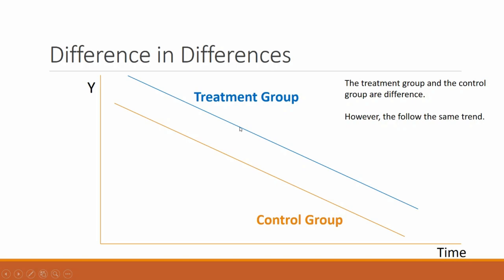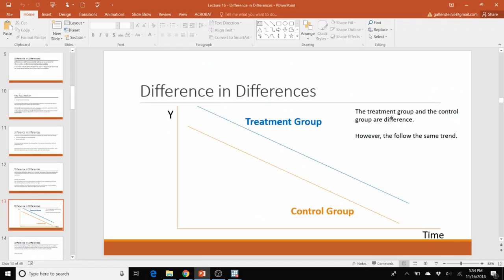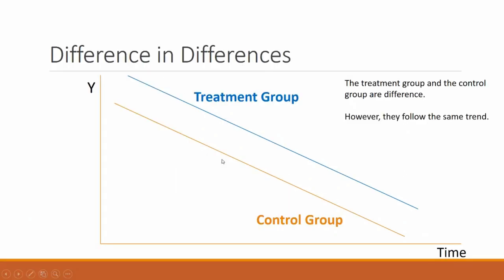However, they follow the same trend over time. You can see they're both changing at the same rate. As time changes, they both go down, and they both go down at the same rate. This graph is just illustrating the idea of a treatment group and a control group that are different because the treatment wasn't randomly assigned. However, they follow the same trend.